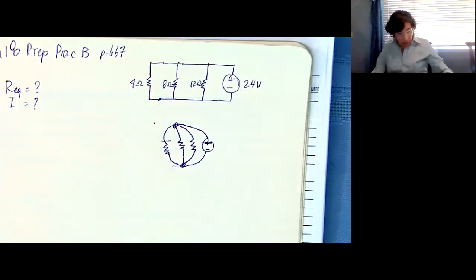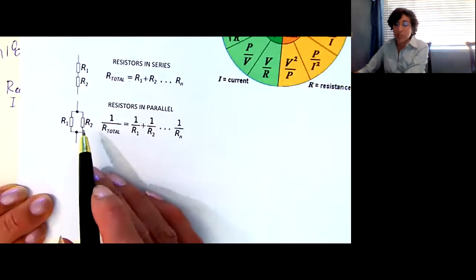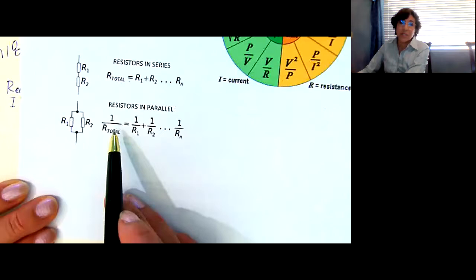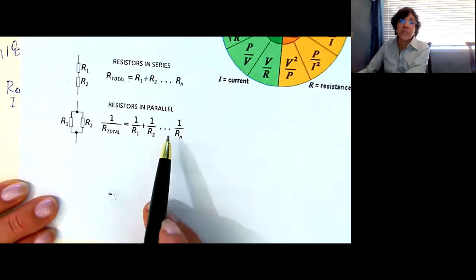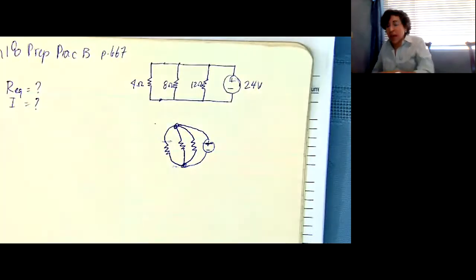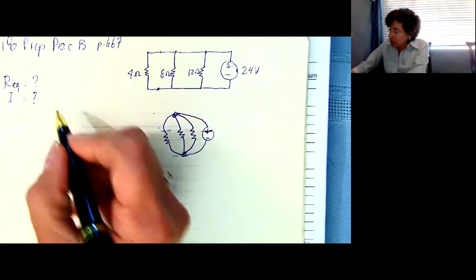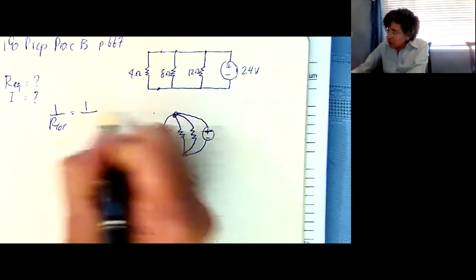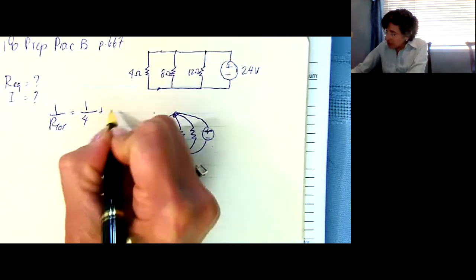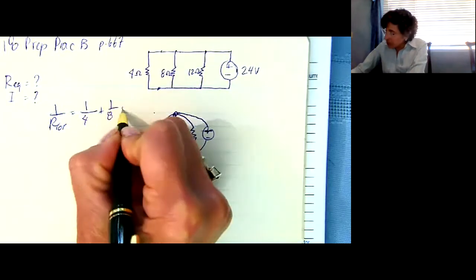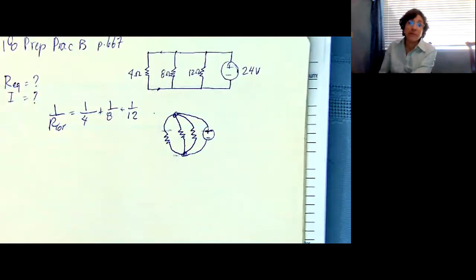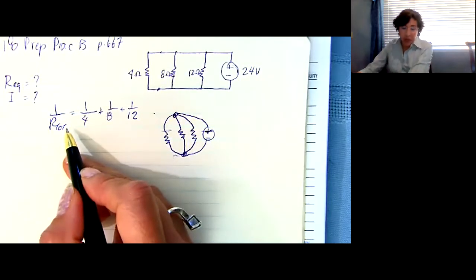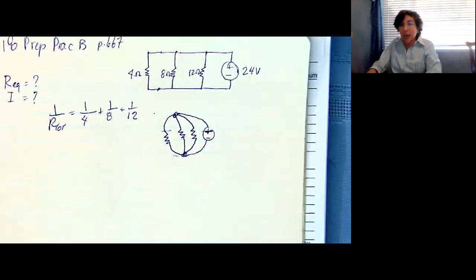All right, so what do we know about parallel resistors? Looking at your review sheet, this is the one where the inverse of the total resistance is equal to the sum of the inverses of each of the resistors. So looking at this picture, the inverse of the total resistance is going to be the inverse of the first one plus the inverse of the second one plus the inverse of the third one. We need to add this up, and that'll give us the inverse of the total resistance. Okay, let's see with my calculator. I'll use a calculator here.